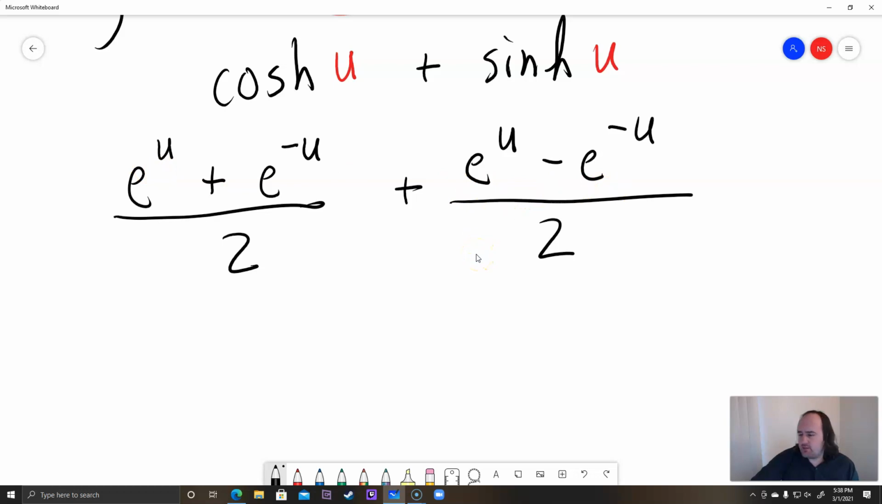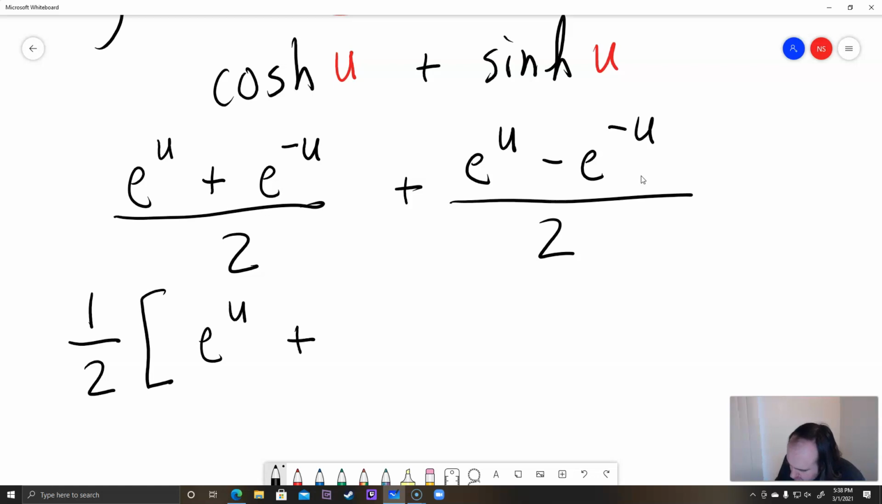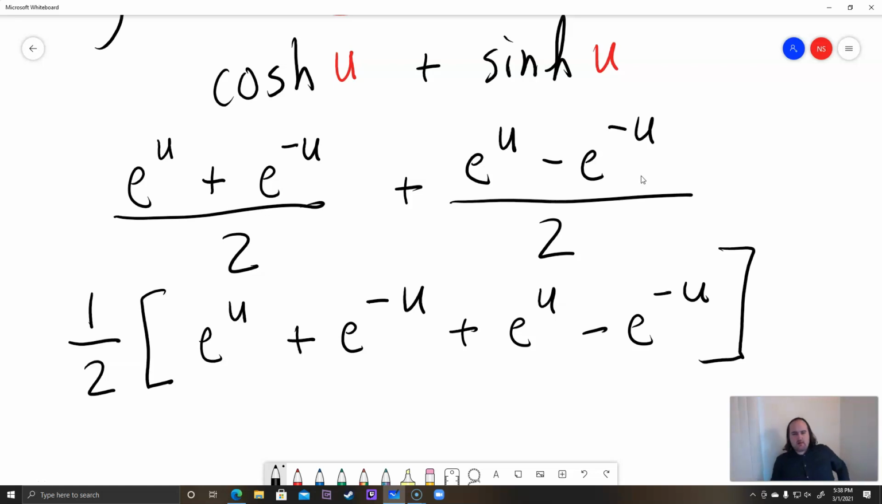And you might be wondering, well, how can we simplify this? Well, we actually have like terms here. So one thing we can do is, since we have a 1/2 for this entire expression, we can just factor the 1/2 out front. And then we're going to be left with e to the u plus e to the negative u, plus e to the u minus e to the negative u. Okay, so e to the u plus e to the negative u, that's these first two terms. And then we also have plus e to the u minus e to the negative u. That's the last two terms.